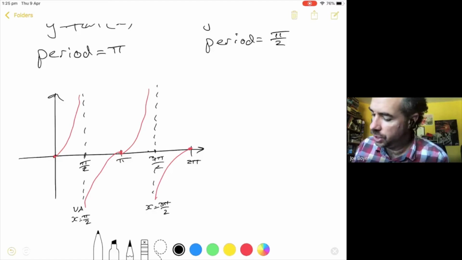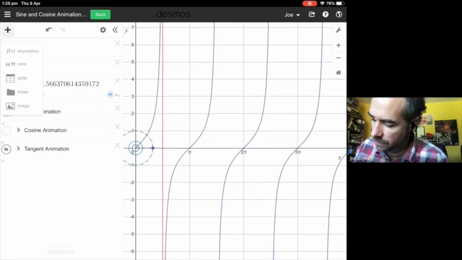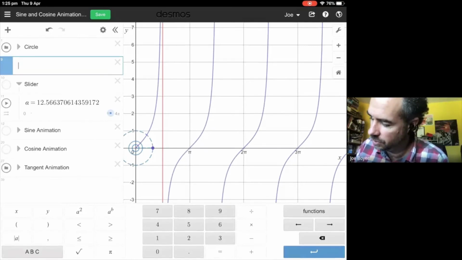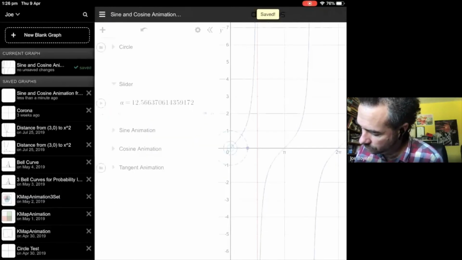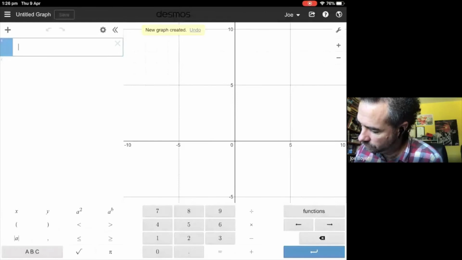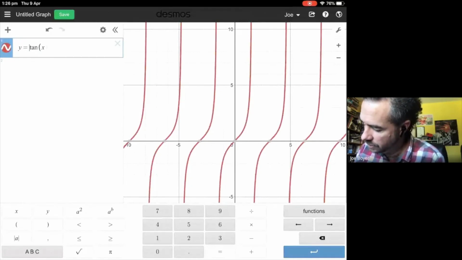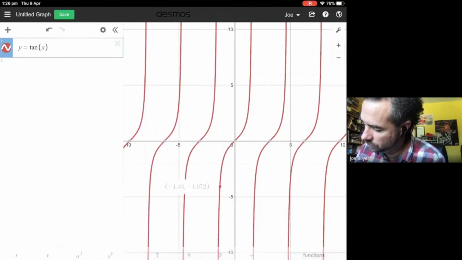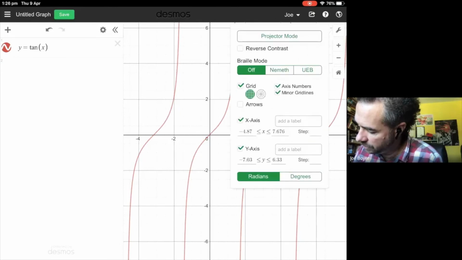Let me also just show you quickly in Desmos. Let's create a new blank graph. Let's sketch y is equal to tan x. That's what we get. Here we go. I'll just change this step to be pi.